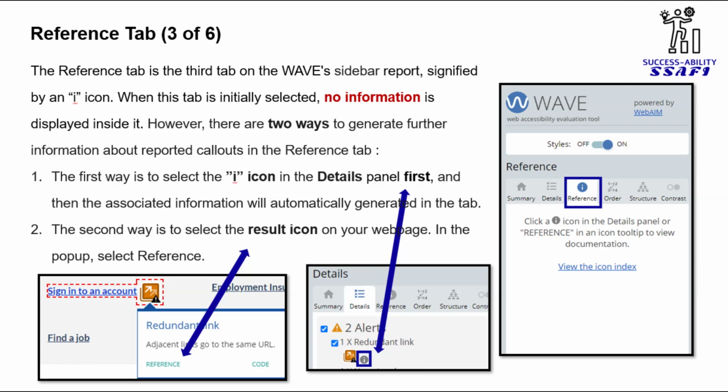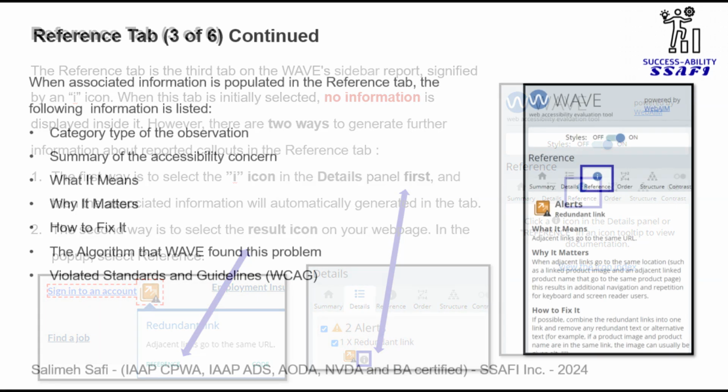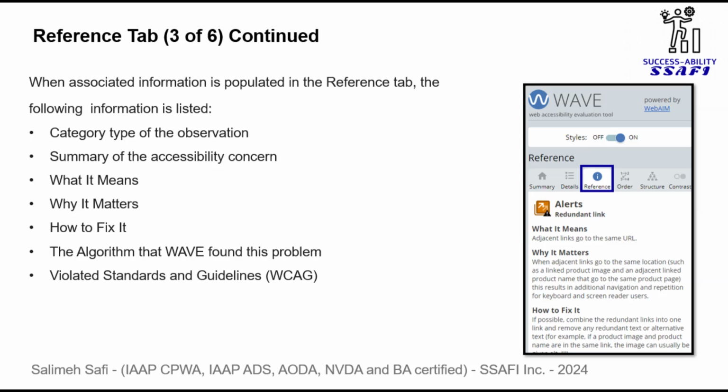The second way is to select the result icon on your web page. In the pop-up, select Reference. When associated information is populated in the Reference tab, the following information is listed: category type of an observation, summary of the accessibility concern, what it means, why it matters, how to fix it, the algorithm that Wave found this problem with, and the violated standards and guidelines, WCAG.